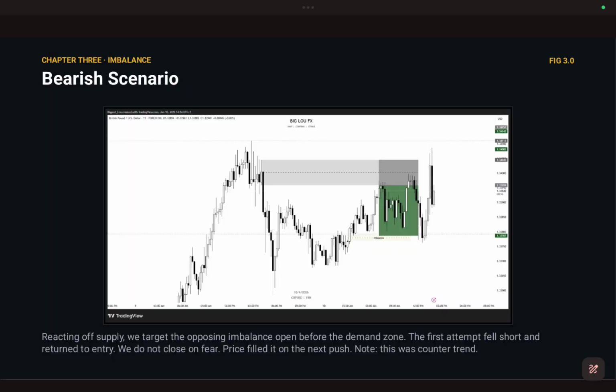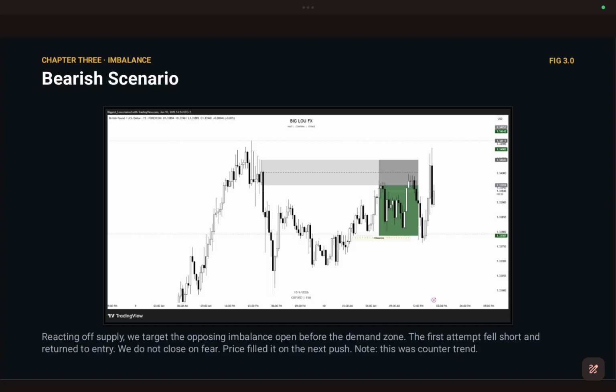Okay, so let's look at our notes. Reacting off supply, we target the opposing imbalance open before the demand zone. Okay, there's a demand zone below here. The first attempt fell short and returned to entry. We do not close on fear. Price filled it on the next push. Note, this was a counter trend.